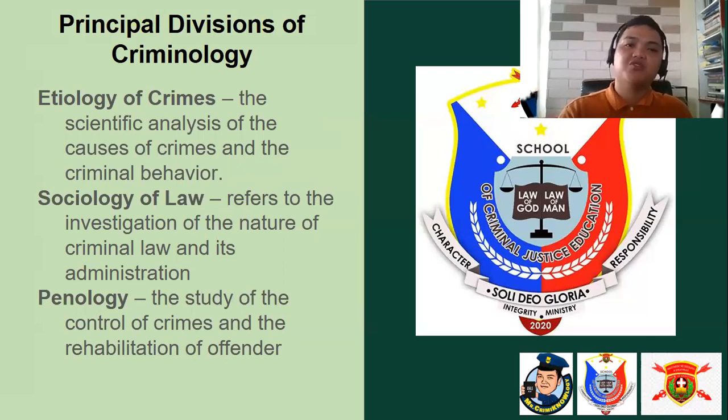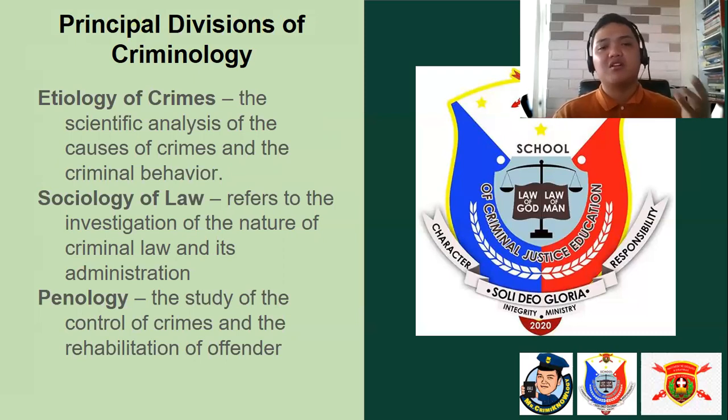Number two, we are looking to the sociology of law. It refers to the investigation of the nature of criminal law and its administration. So we are investigating the nature, how we have the criminal law, where the criminal law came from, how it evolved, and of course, how criminal law is administered. So it's all about the law that is the instrument of the state so that it can protect itself and deter others from committing crimes.